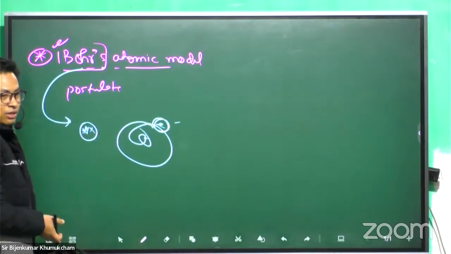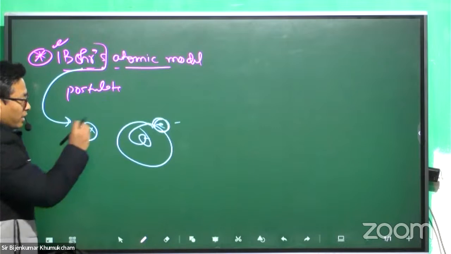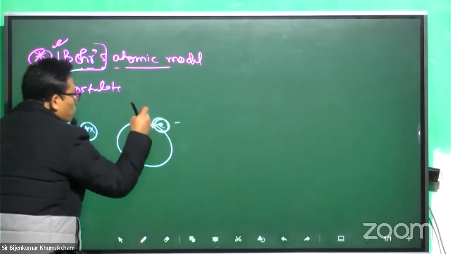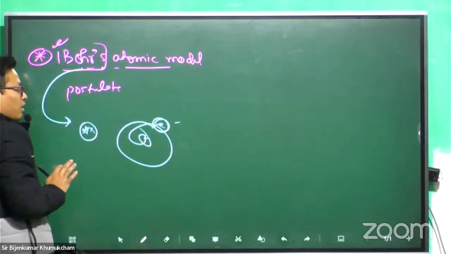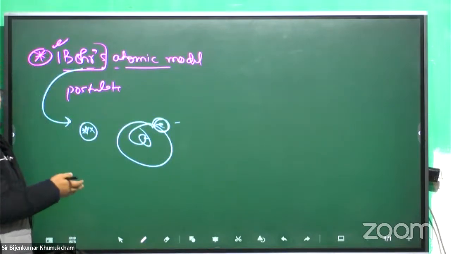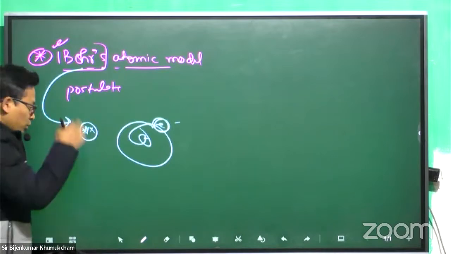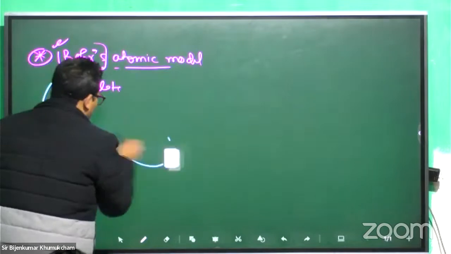then the atom can be stable. If somehow this electron does not lose energy, then can the atom be stable?